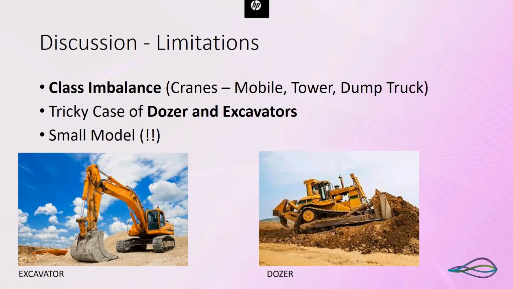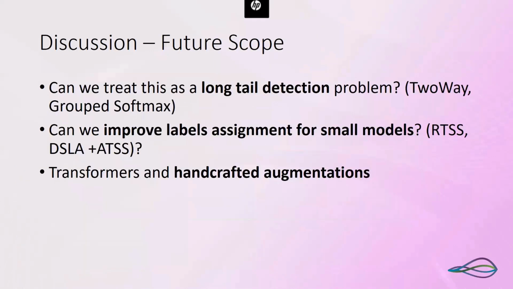Lastly, small model. No matter what kind of a labeling strategy you use, the parameters mathematically reduce the complexity, and it will not allow you to make good predictions. Because remember, for DSLA, we want our model to have some prediction at first. One of the ways around this can be using different kinds of losses and different label assignment strategies such as DSLA and ATSS.